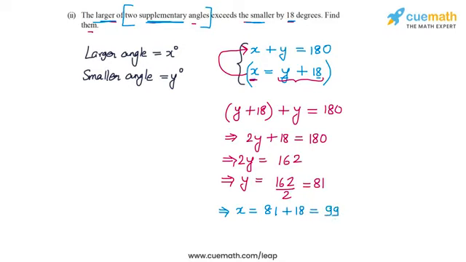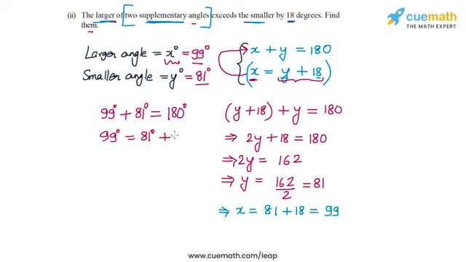So we have obtained the values of x and y, and hence we can say that the answer is that the larger angle, which is x degree, is equal to 99 degree, and the smaller angle, which is y degree, is equal to 81 degree. And that's our answer, and we can verify that 99 degree plus 81 degree is equal to 180 degree. So these two angles are supplementary, and 99 degree is 81 degree plus 18 degree. So the larger angle exceeds the smaller angle by 18 degree.